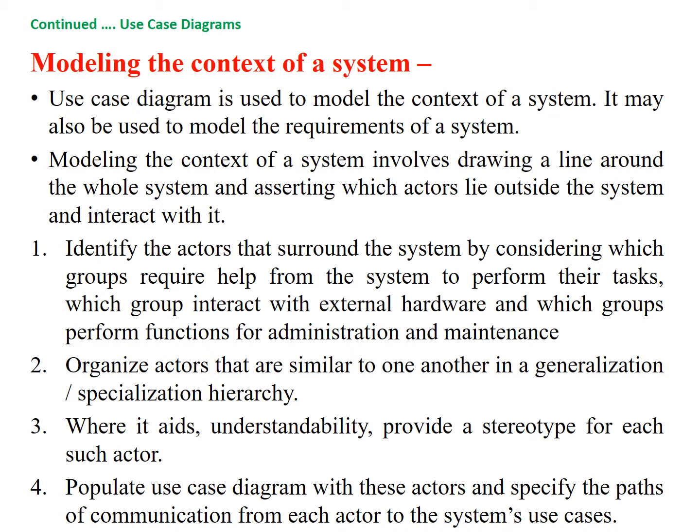To model the context of a system, the first step is to identify the actors that surround the system by considering which groups require help from the system to perform their task, which groups are needed to execute the system's functions, which groups interact with external hardware, and which groups perform functions for administration and maintenance.